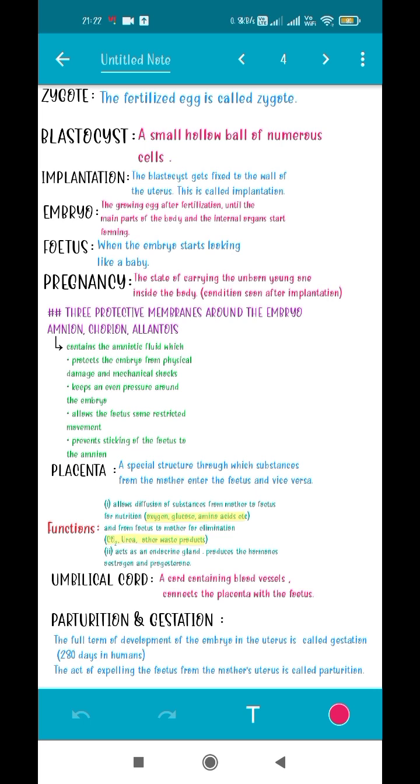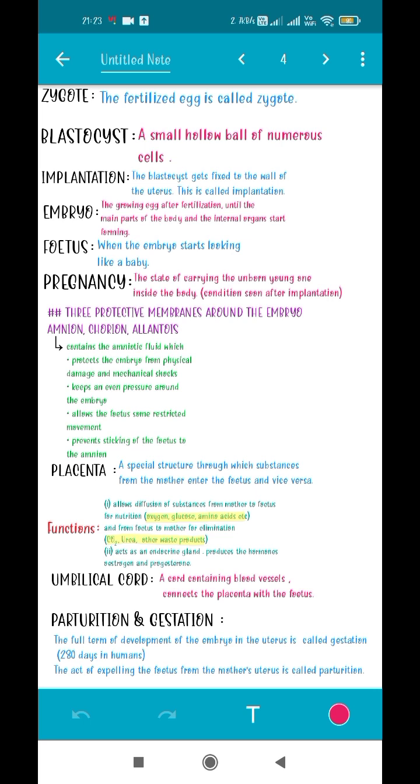Next is the embryo, the growing egg after fertilization until the main parts of the body and the internal organs start forming. So as soon as fertilization occurs, like I told you, the zygote will start dividing rapidly. Until the internal organs start forming, that particular structure will be known as embryo. And after the internal organs have formed nicely, or the structure now looks like a human baby, that structure is known as fetus. So the question can come, what is the difference between embryo and fetus?